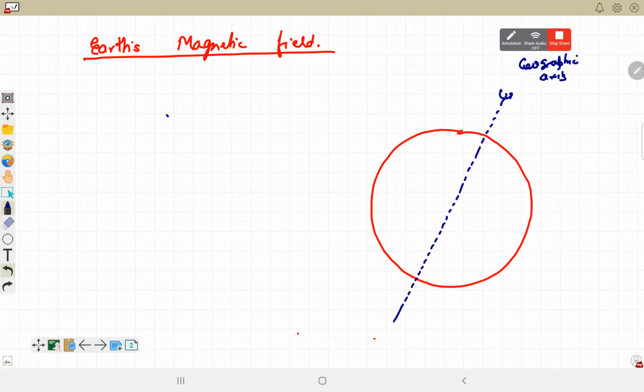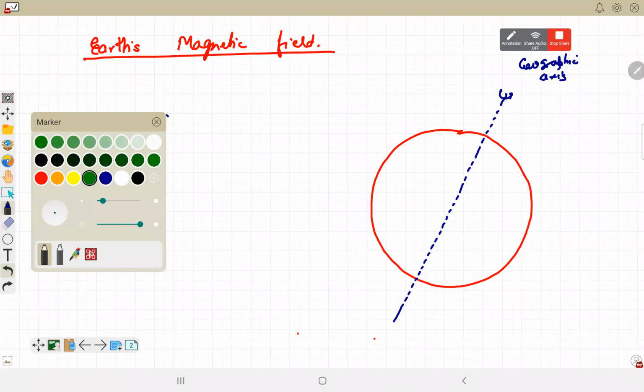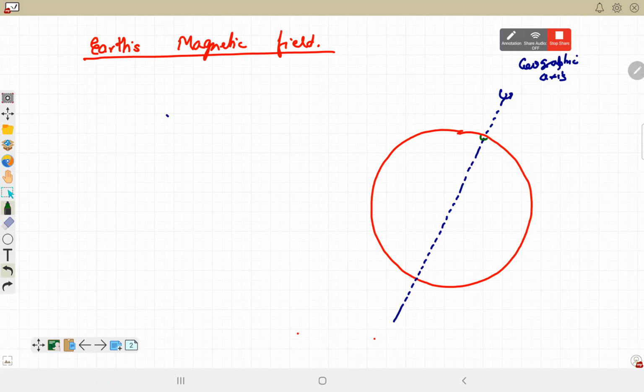So this is a geographic axis on which the Earth is rotating. The poles on this axis are called North Pole and South Pole, the North and South that we know. This is the geographic North Pole and geographic South Pole. So what is the meaning of this geographic North and geographic South?